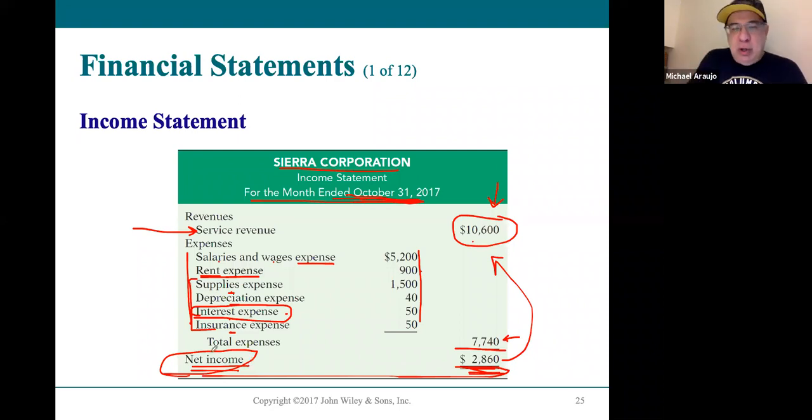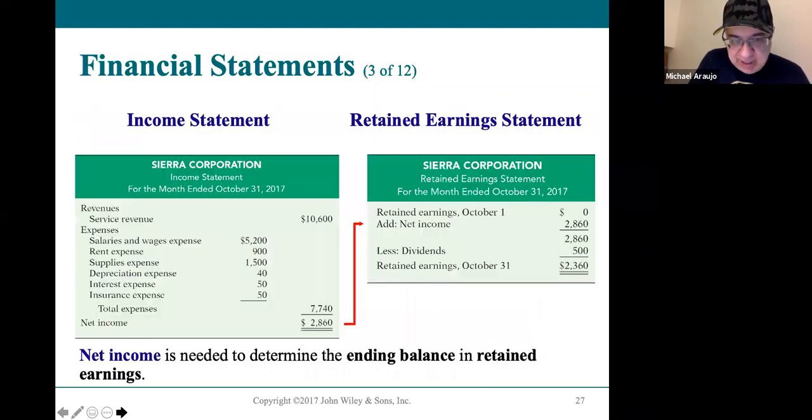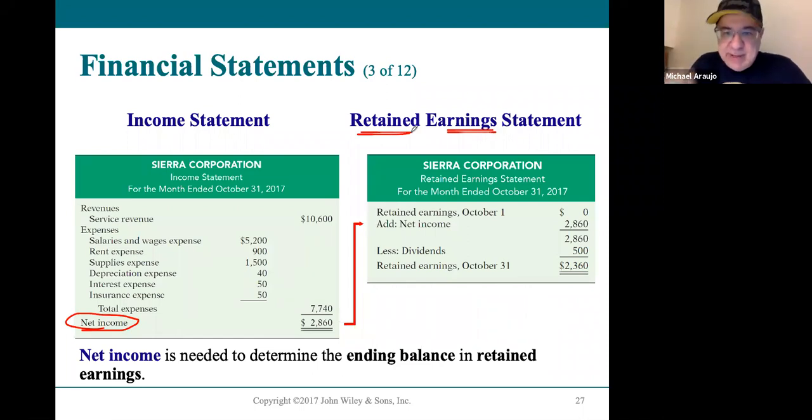You are the owner. You are one of the stockholders of Sierra Corporation, and your business just got a profit for the month. What do you want to do with that? Well, most owners, as you know, want to keep as much of it in the business as possible. And so if you want to keep in your profits, so earnings means profit, which means net income, this number here. Retained is how much of those profits you are keeping in the business.